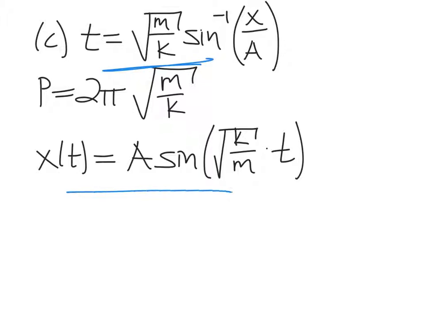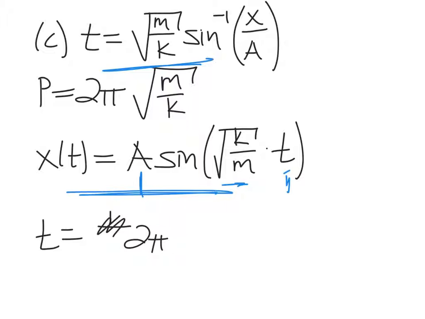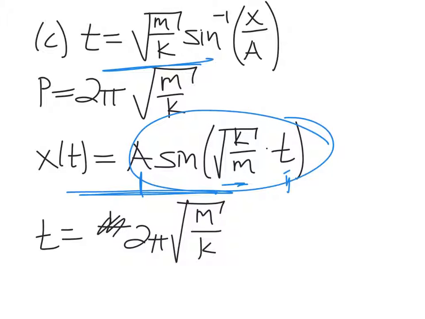Here's the solution, x of t. And hopefully this looks familiar. We've got a, our amplitude, times the sine of something times t. You can see that when t is equal to 2 pi times square root of m over k, that corresponds to 1 full oscillation for this guy here. In other words, the period is equal to that. So we've got simple harmonic motion with a period given by this. That's the solution to problem 4.28.